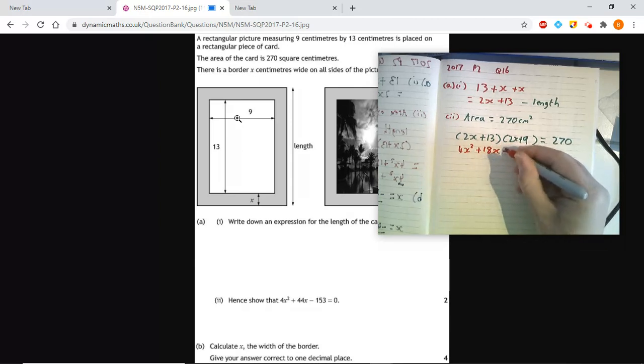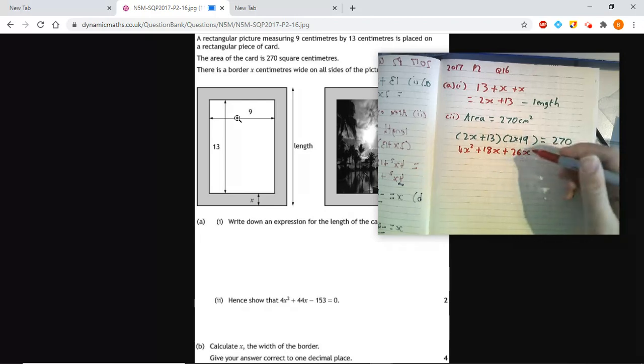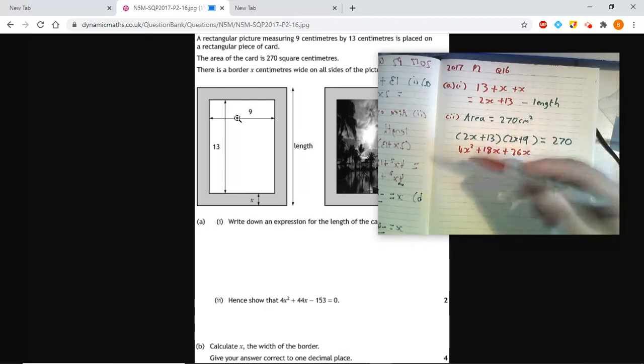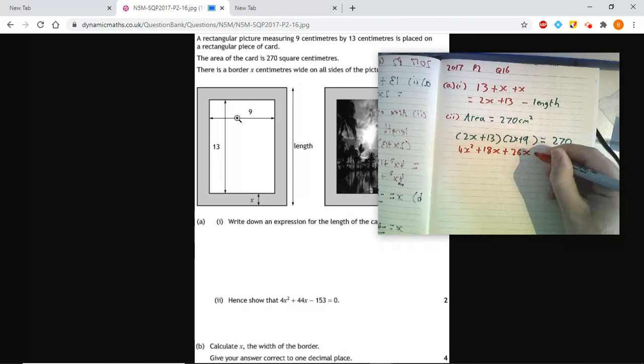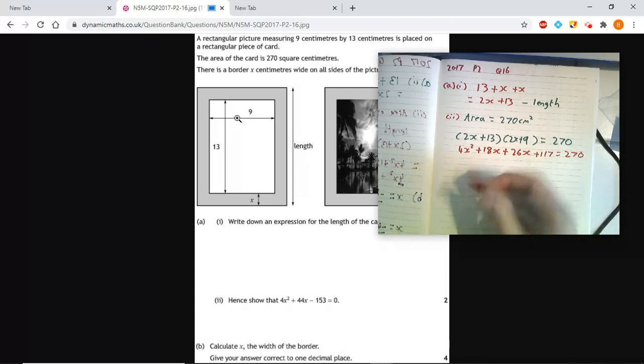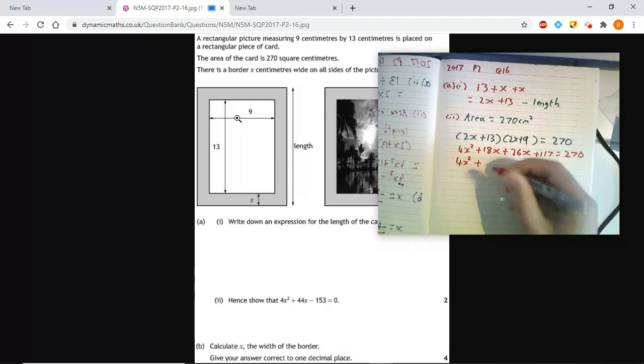13 times 2x would be 26x. And 13 times 9. It is a calculator paper, but you could work this out. It's going to be 130. Take away one lot of 13. So that's going to be 117. And that's going to equal 270. Now we can simplify this. We can collect together the x terms. So 18x plus 26x would be 44x.